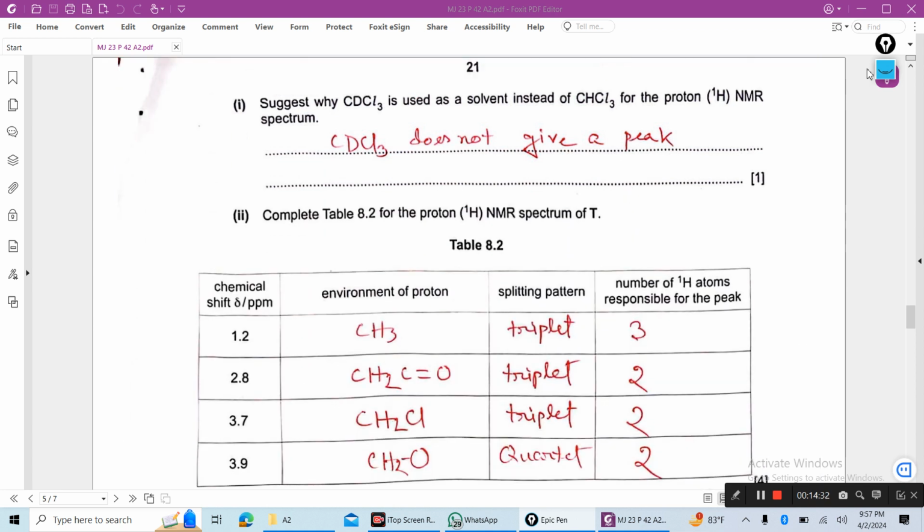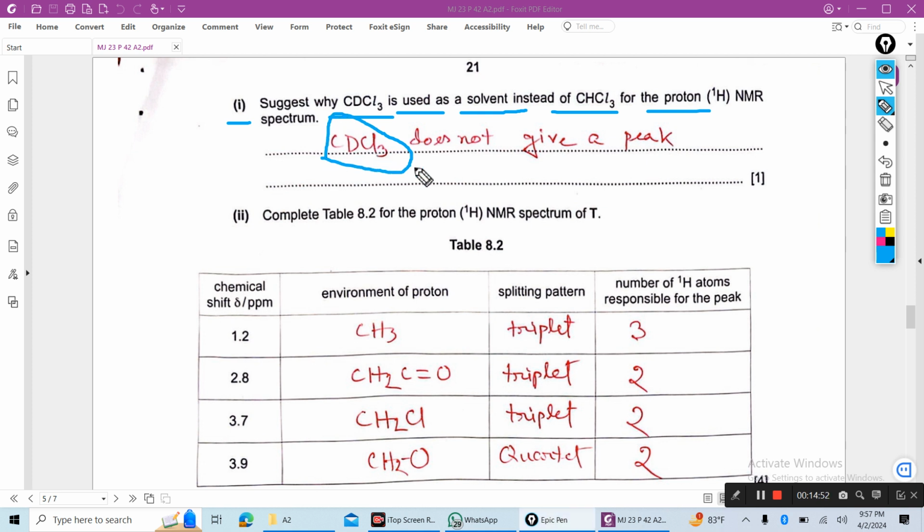Now you are asked the question, suggest why deuterated chloroform, CDCl3, is used as the solvent instead of chloroform for the proton NMR spectrum. And you know CDCl3 has no proton. CDCl3 does not give a peak, as in proton NMR there is no proton here, so it will not give any peak. But chloroform has hydrogen, so it will produce a peak. It will give a peak.